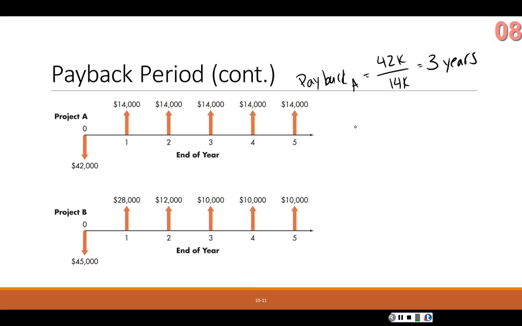Calculating the payback period for project B is a tad bit more complicated. So calculating the payback for project B, we start with the cost. Project B costs $45,000. We recoup $28,000 of this $45,000 in year 1.